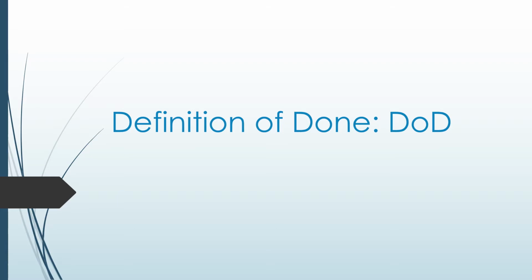So, as part of today's topic, we will cover a definition of done in Scrum. We will understand what is definition of done. We will also go through one example and the best practices around definition of done. So, let's start.